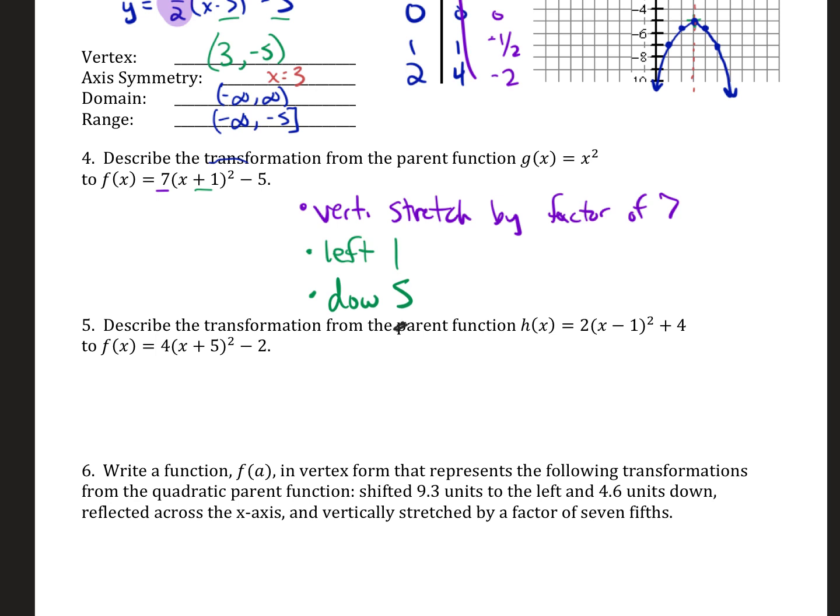I accidentally typed the word parent function, but really this isn't the parent function. We're starting with something other than the parent function. So I want to know what the transformations of f of x are if it started out as h of x. So first of all, let's look at the vertical shift. We started out at a +4 and it moved down to a -2. It was up there and it moved down. It ended up down here. That means it went down 6 units. Okay, so our transformation is not down 2, it's down 6 because it started up at 4. It didn't start at 0, it started at 4.